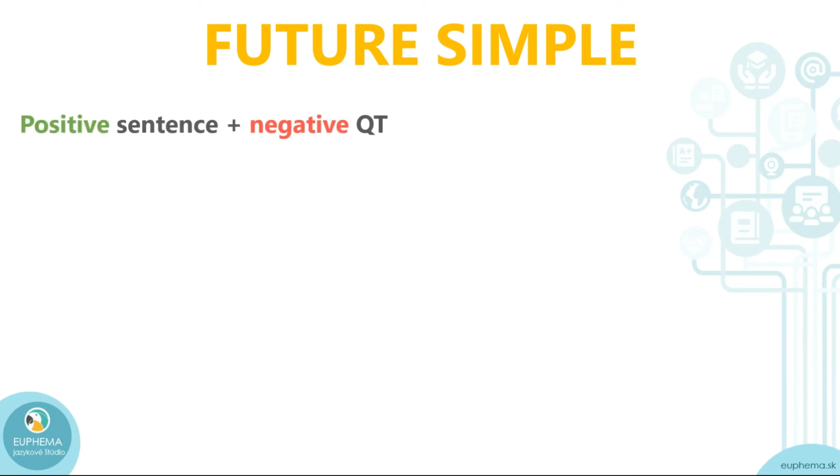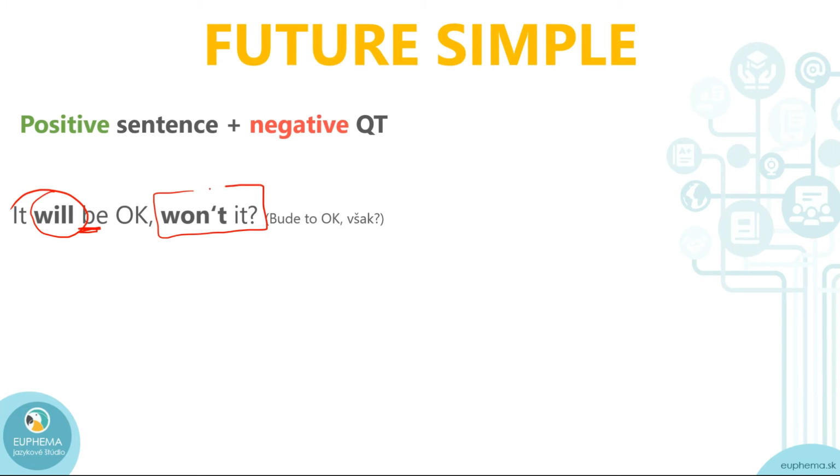Positive plus a negative question tag. Okay, so it will be okay, won't it? Here we have positive will or will be. And in the question tag, we need to use a negative, which is won't. Won't basically is, you certainly know it, will plus not. Okay, so won't it. Don't forget to use also the person. Okay, so it and it.